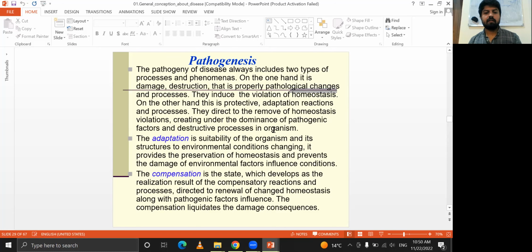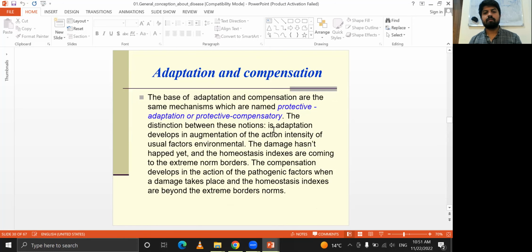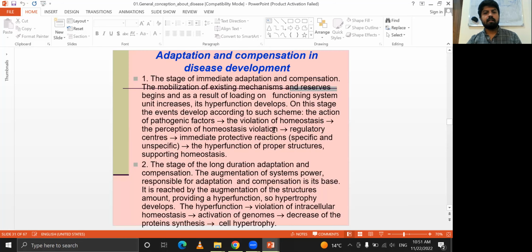Compensation is a state which develops as a result of compensatory reactions and processes, directed to the renewal of changed homeostasis along with the pathogenic factor's influence. Compensation liquidates the consequences of damage. Adaptation and compensation use the same protective mechanism, as I told you in the previous slide. The stages include the action of the pathogenic factor, the violation of homeostasis, the regulatory center, the immediate protective reaction, and the hyperfunction of the proper structure, which acts on homeostasis.